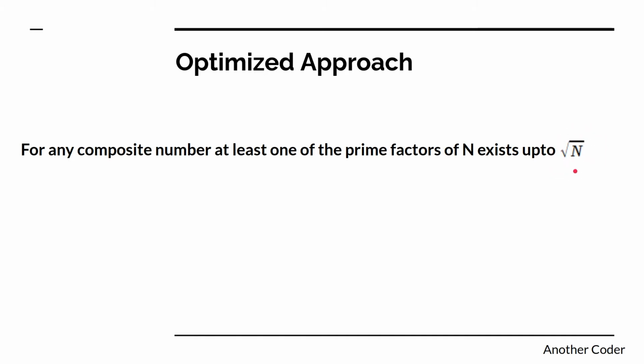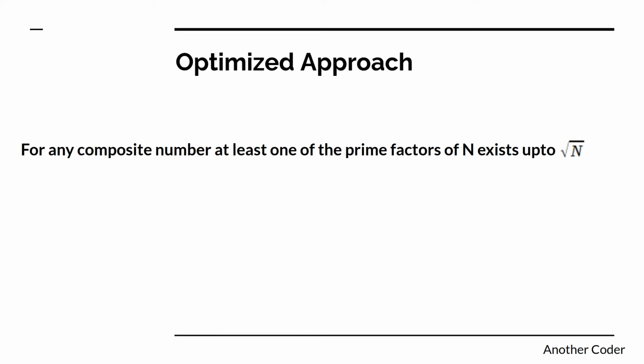Now, why does this particular method work? It works because of this statement: for any composite number, at least one of the prime factors of n exists up to root n. The statement is also very simple: if any number is a composite number, then at least one of its prime factors will exist up to root n.